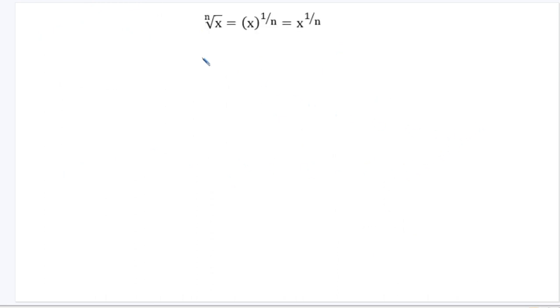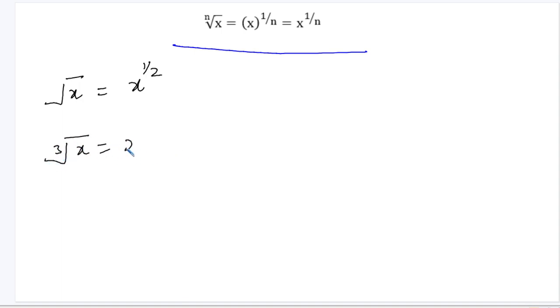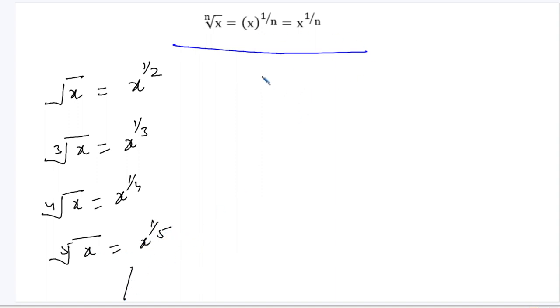Moving ahead. Now this one is important. This is important when it comes to solving few questions. Remember that whenever you have a square root of something, square root is nothing but that number to the power of 1/2. Whenever I have cube root of something, that is nothing but x to the power of 1 over 3. Fourth root of x is x to the power of 1 upon 4. Fifth root of x is x to the power of 1 upon 5, and so on. So I can say nth root of x is nothing but x to the power of 1 upon n.